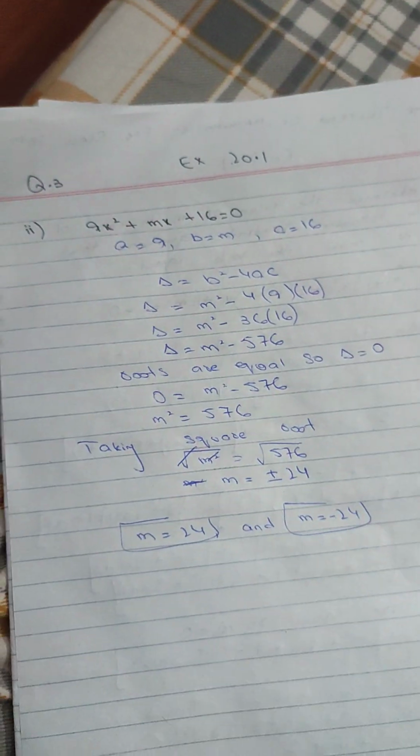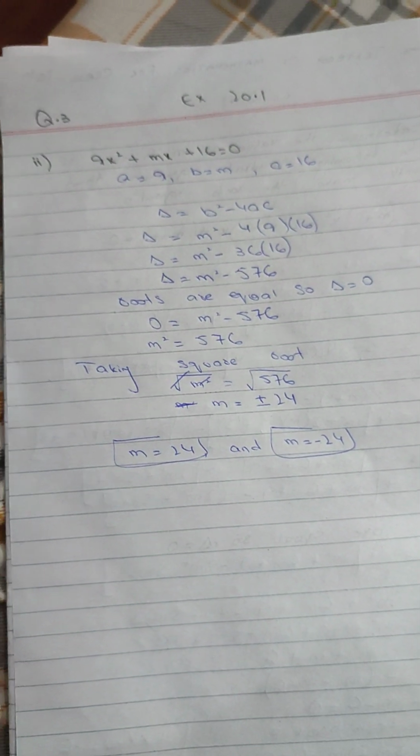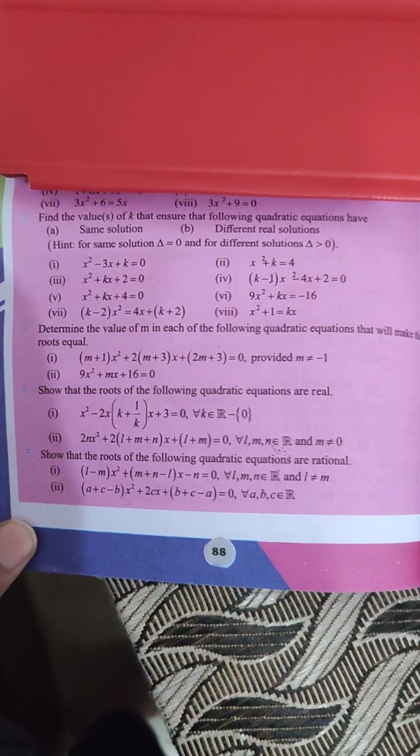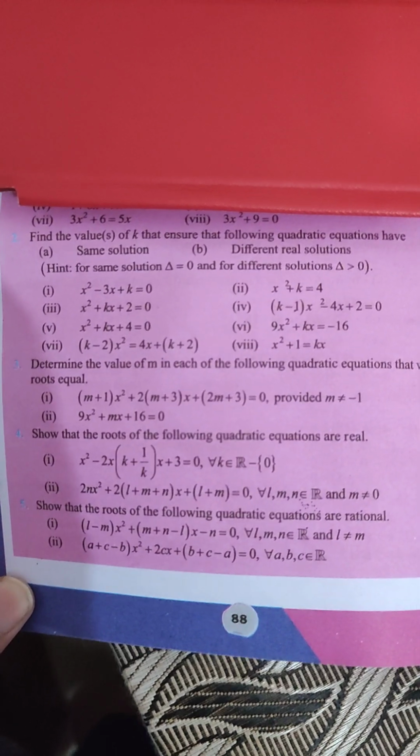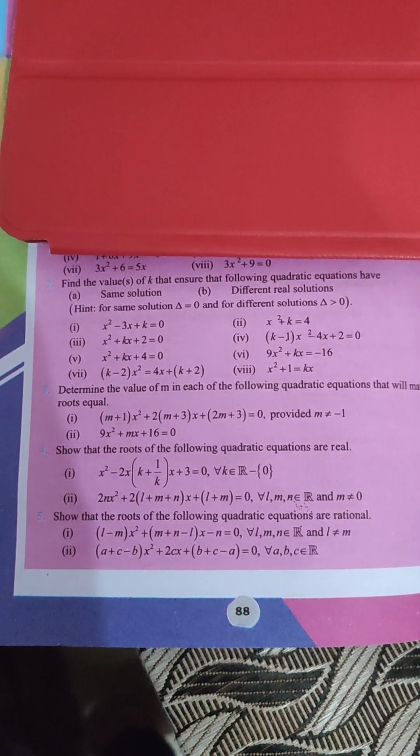So question 3 is completed now. Now let's move on to question number 4. Question number 4 is: show that the roots of the following quadratic equations are real. So we have to prove that the roots are real. They are asking us to find the nature of the roots, which is real. We have to prove it. So let's consider the first part.